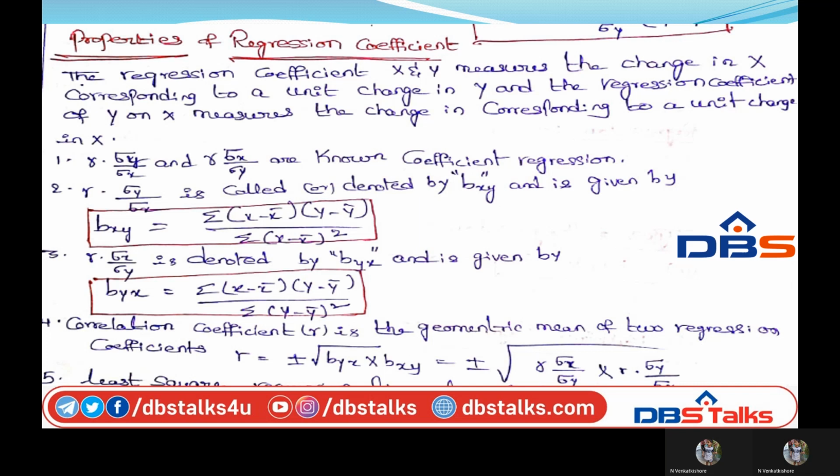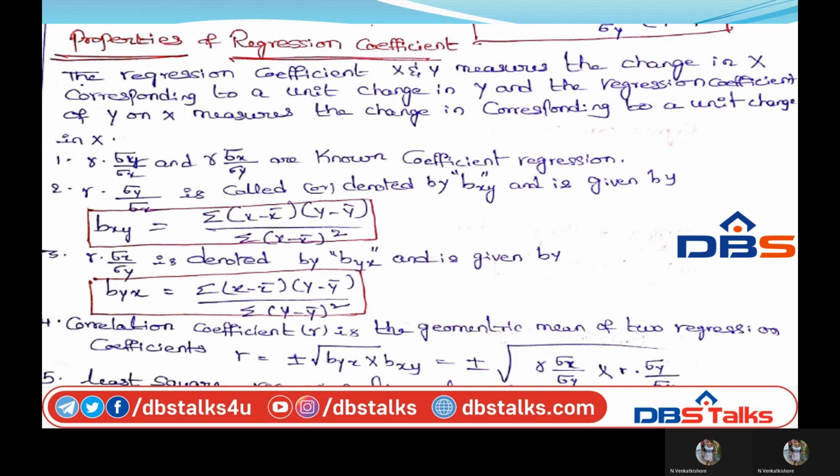Next, r can also simply be written in terms of b of xy, with the formula sigma of (x minus x dash)(y minus y dash) by sigma of (x minus x dash) squared. This is called the coefficient of regression of y on x and x on y.